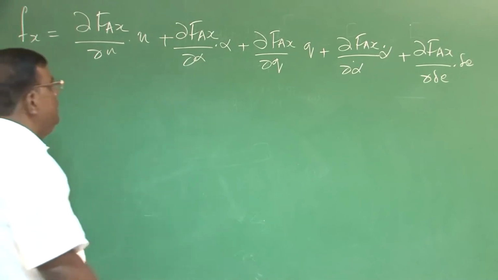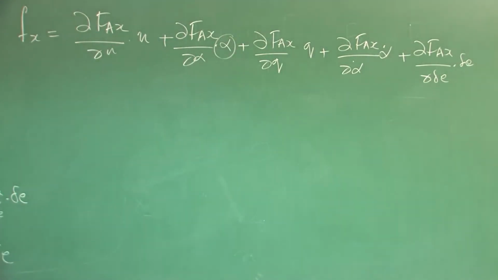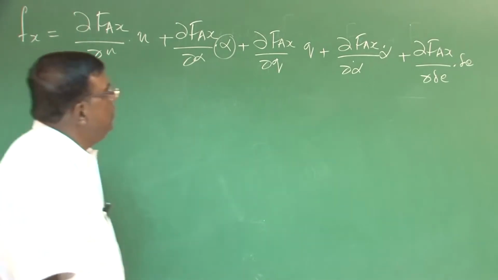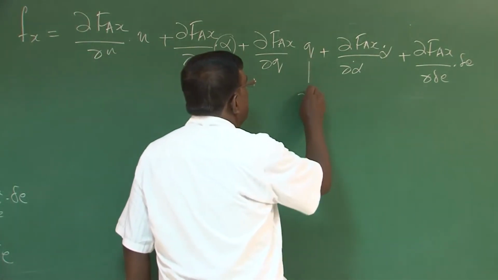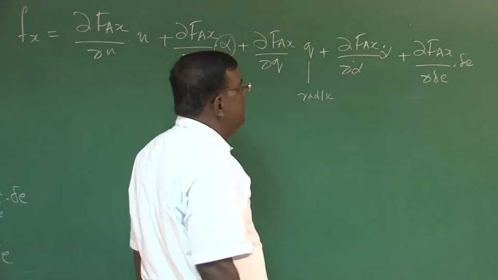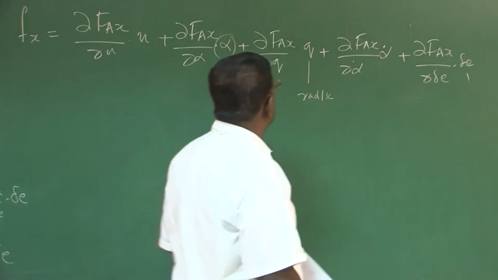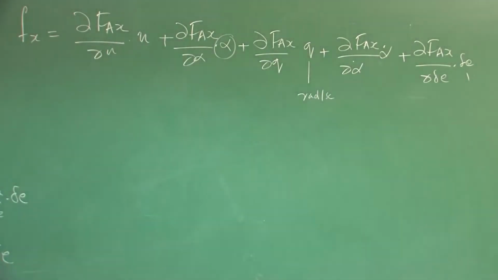Let us also see what is the dimension of alpha. Alpha is an angle, it's dimensionless, right? Radian. q is radian per second. Alpha dot, radian per second. Delta E is dimensionless. u, meter per second. Now, it creates complicated mathematical inconveniences.